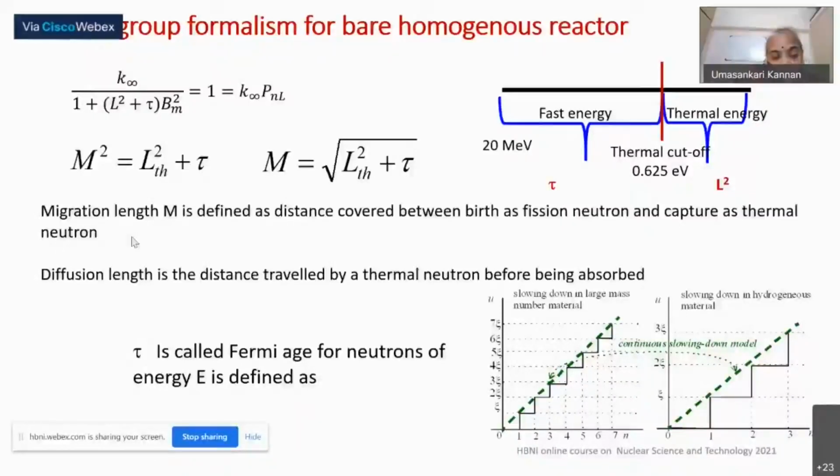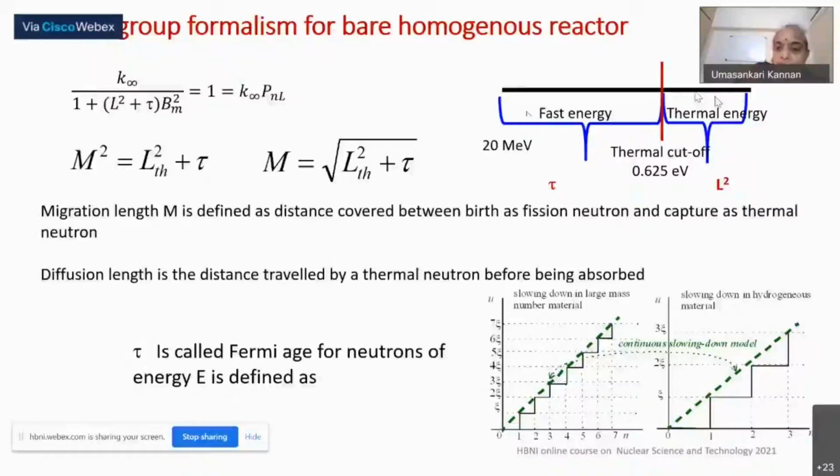There are two important concepts: diffusion length and migration length. Diffusion length is the distance traveled by a thermal neutron before being absorbed. This I have impressed upon you in so many slides. Migration length is the distance over which a neutron which is born as a fast neutron will finally get captured as a thermal neutron.